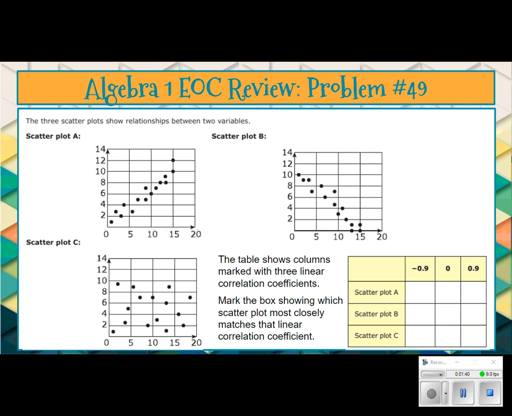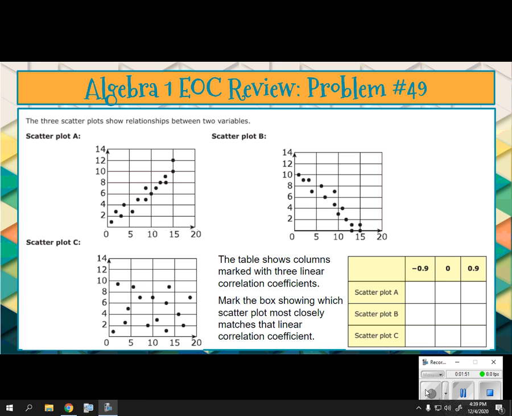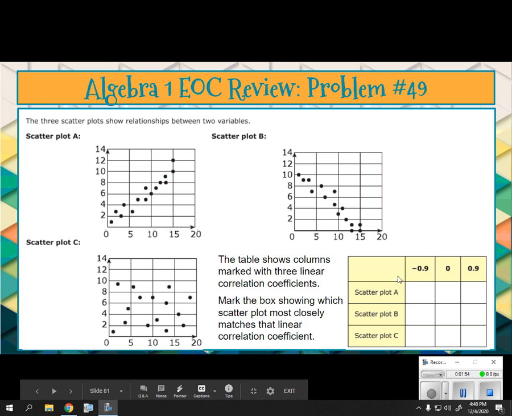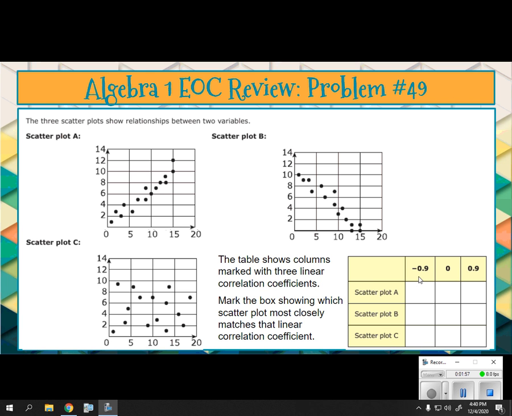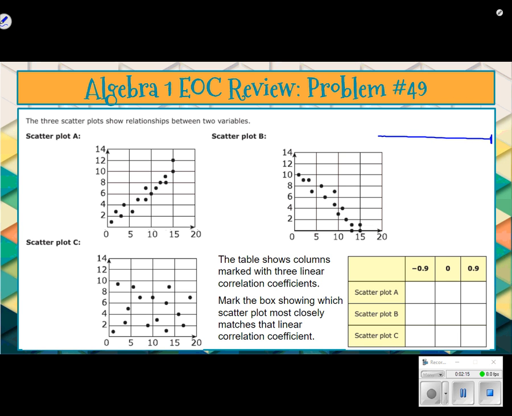All right, we've got problem number 49. You have 3 scatter plots, A, B, and C. You have 3 numbers, negative 0.9, 0, and 0.9, and they want you to do the correlation coefficient, which one best matches. So the idea here is that the correlation coefficient, that little letter r, is on a scale. That scale goes from -1, being the strongest that you can be, a strong negative linear correlation, to a +1, which would indicate a strong positive correlation.